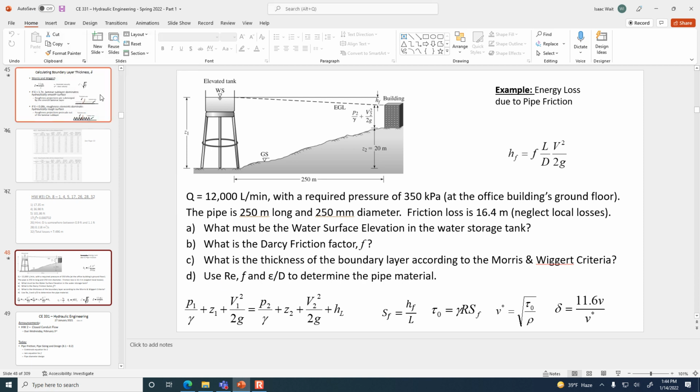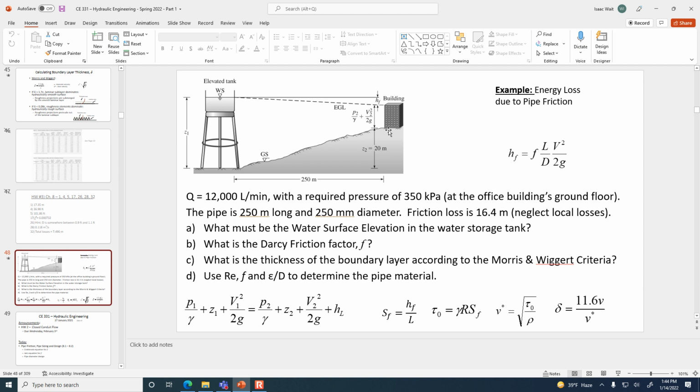Okay, so let me record this. And first step, find this required water surface. So what is the water doing that's in the tank? It's what's responsible for pressurizing the pipe. It's providing enough energy to overcome the flow resistance.